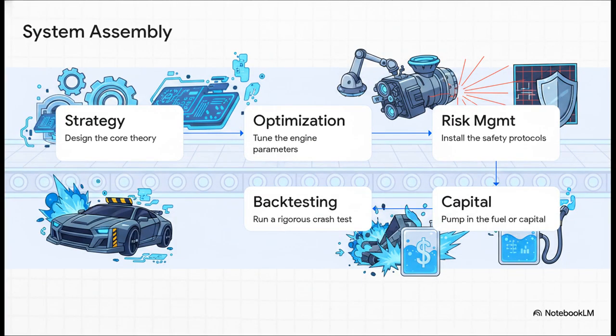Think of these 5 steps as a highly structured assembly line. You see, we don't just jump into the live market and start throwing money around right away. First, we start with the core theory of the strategy in step 1. Then, we tune that mathematical engine in step 2, install absolutely crucial safety protocols in step 3, carefully pump in the fuel, which is our capital, in step 4, and finally run a rigorous crash test in step 5 before we ever take the machine live.